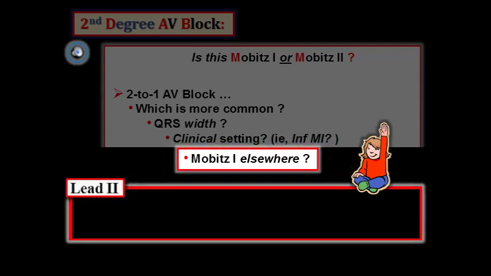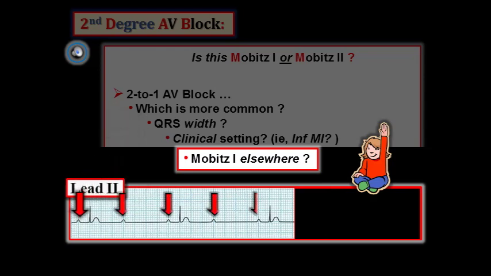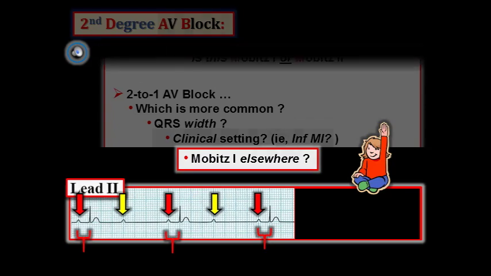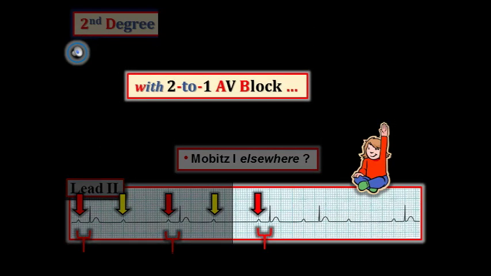For example, what if a little bit later the same patient showed this rhythm? This new rhythm begins in the same way as the one we just saw, with regular sinus P waves, and with every other P wave not being conducted, yellow arrows. Looking in front of each QRS, we once again see that the PR interval is fixed, red brackets. So this new rhythm once again begins with 2-to-1 second-degree AV block. But then, what happens? Regular sinus P waves continue, and another P wave is not conducted, yellow arrow.